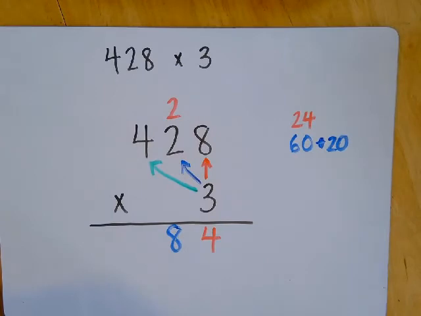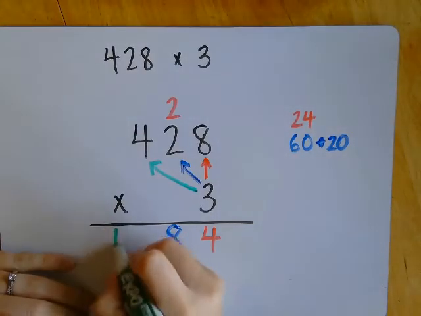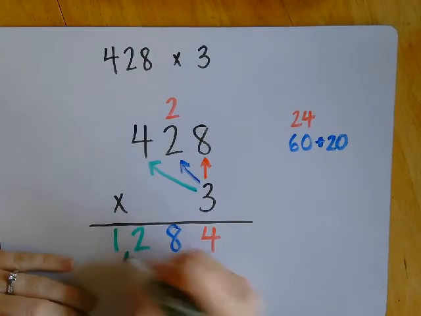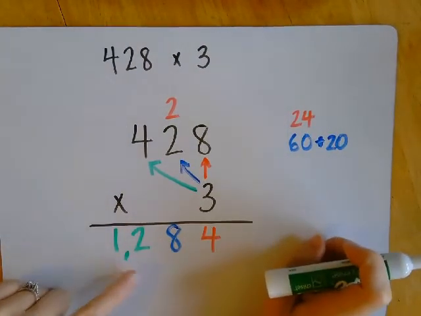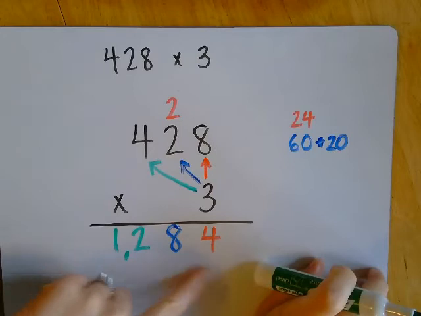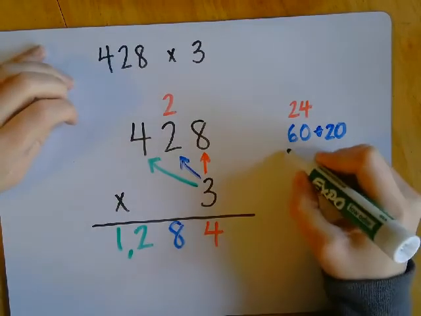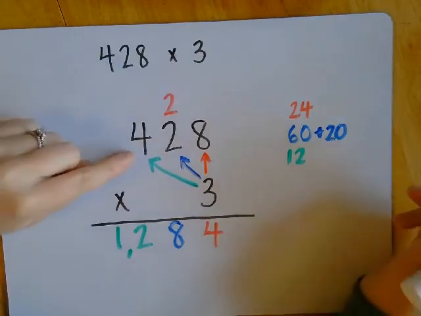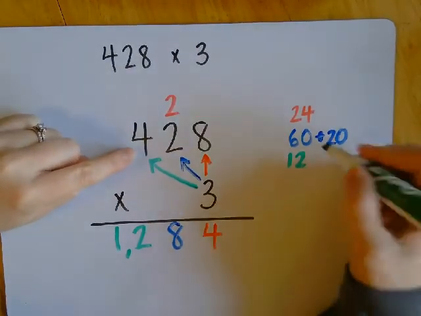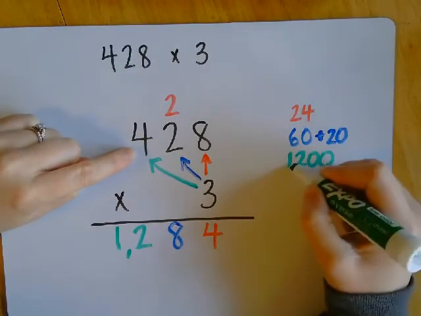Again, I'm going to think of this as 3 times 4, and I know that to be 12. Again, that's not just 12, it's actually 1,200. And I know because 3 times 4 is 12, but because the 4 is in the hundreds place, I have to add 2 zeros to my answer.